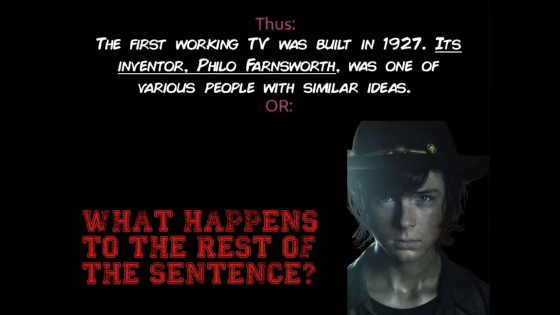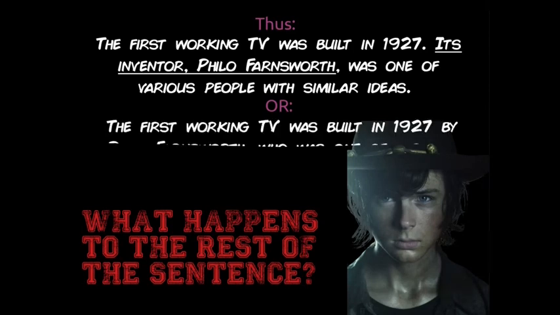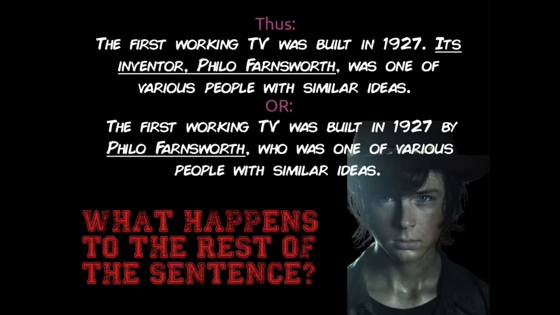Now take a look at this here. The first working TV was built in 1927. Its inventor, Philo Farnsworth, was one of various people with similar ideas. Or, the first working TV was built in 1927 by Philo Farnsworth, who was one of various people with similar ideas.